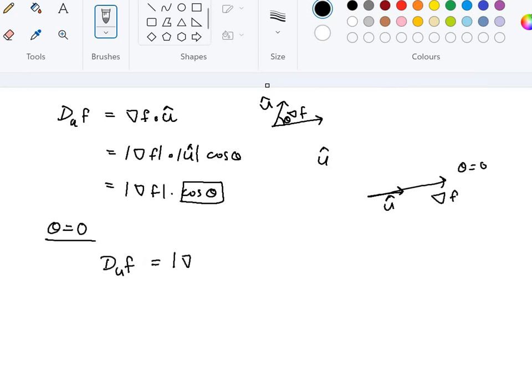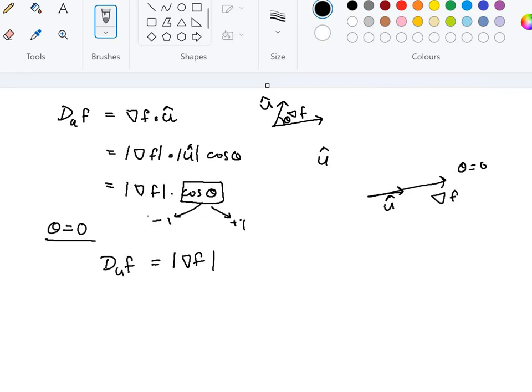So it will be just mod del f, and you know that this du cap f is always less than or equal to, this cos theta will be between -1 and +1. So the minimum value of du cap f is equal to minus of mod del f, and the maximum value will be mod del f.